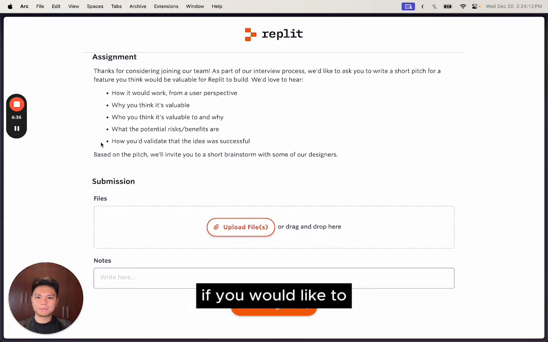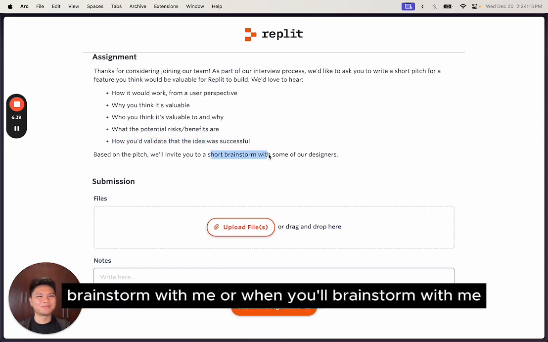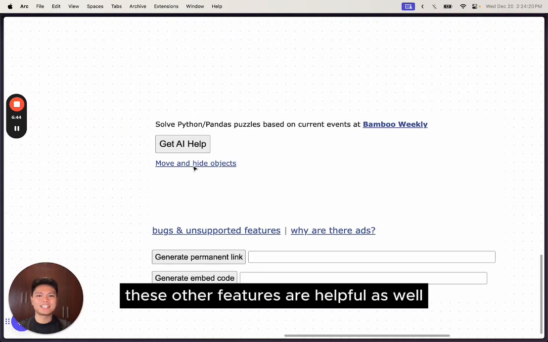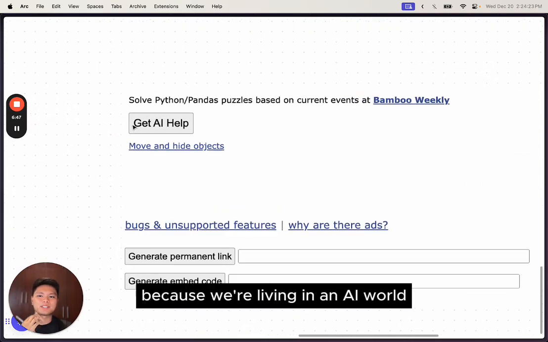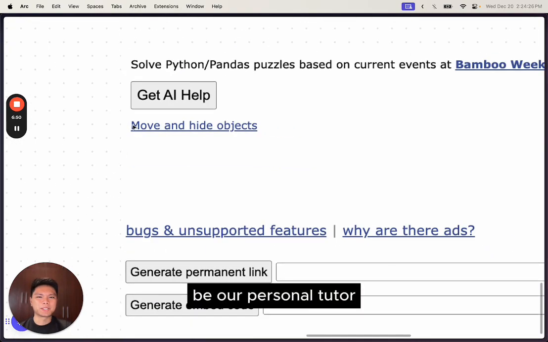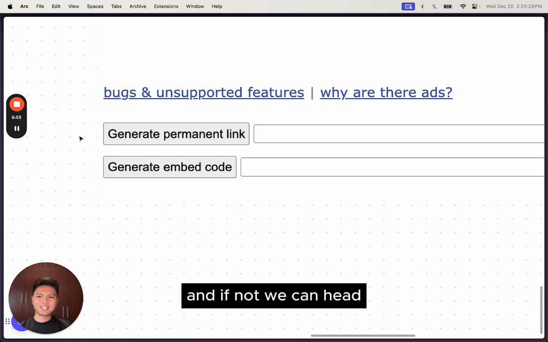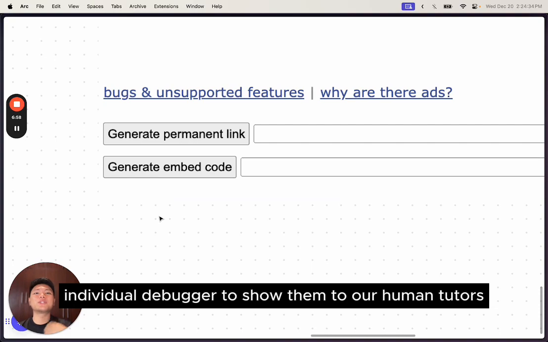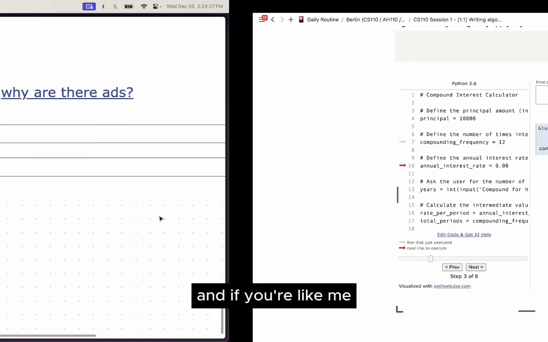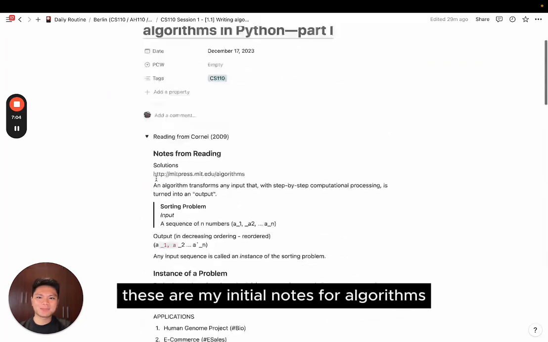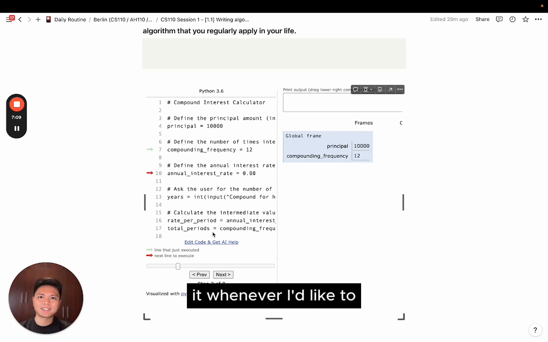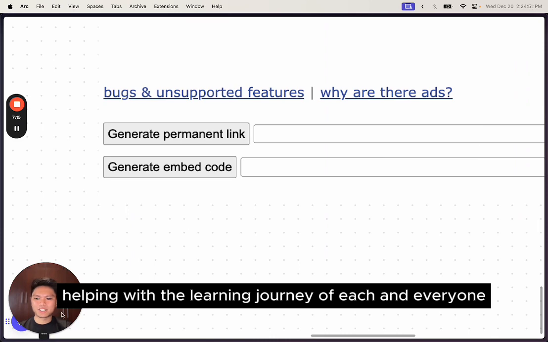If you'd like to brainstorm with me, or when you brainstorm with me, perhaps I can nerd out about it even more and talk about how these other features are helpful as well because we're living in an AI world. It could be our personal tutor. And if not, we can also add these 2 features into Visual Debugger to show them to our human tutors, our professors. And if you're like me, I love taking notes in Notion. These are my initial notes for algorithms, and I could just embed them there and revisit them whenever I'd like, just really reinforcing and helping with the learning journey of each and every one.